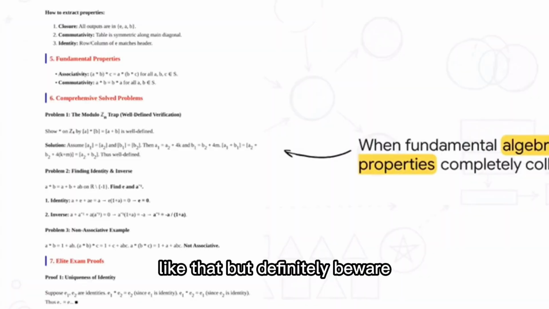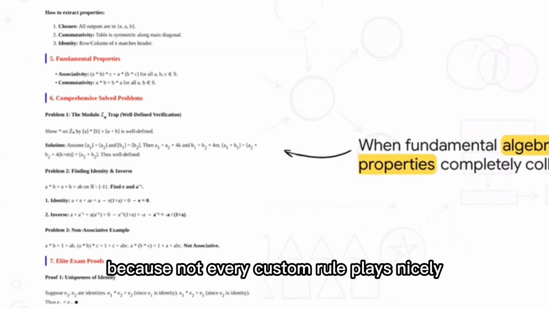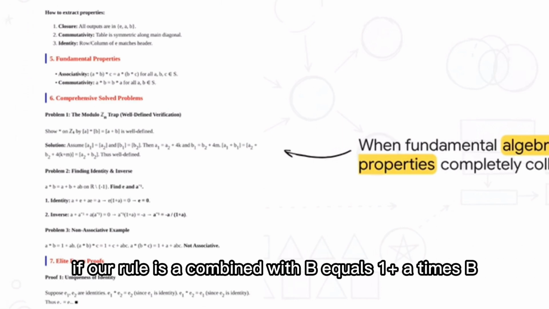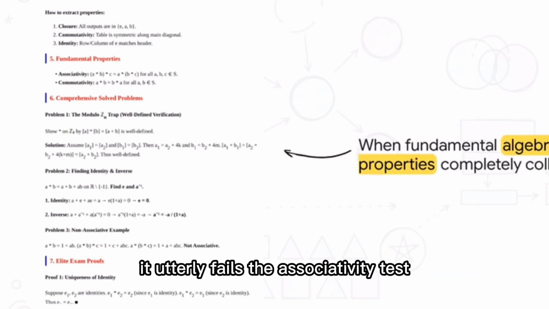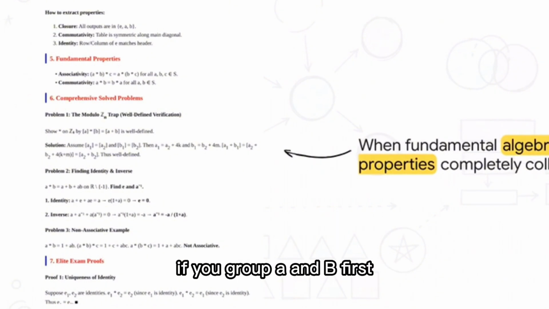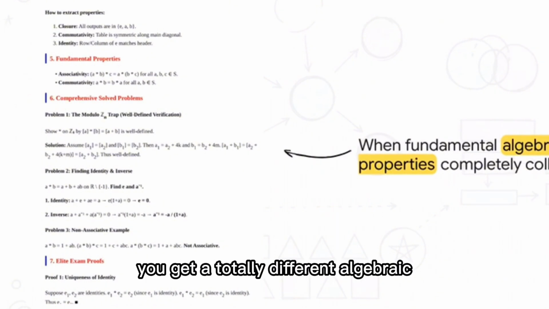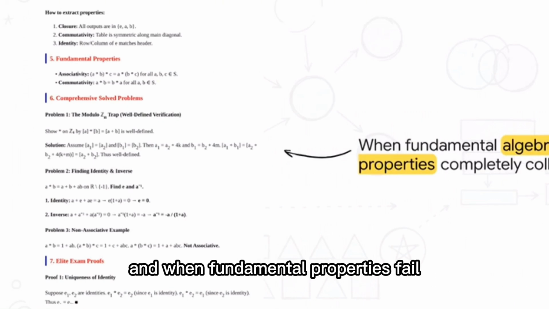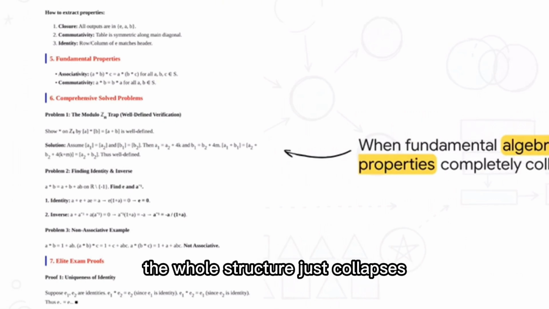But definitely beware, because not every custom rule plays nicely. Take this specific example. If our rule is A combined with B equals 1 plus A times B, it utterly fails the associativity test. If you group A and B first, then combine with C, you get a totally different algebraic result than if you grouped B and C first. And when fundamental properties fail, the whole structure just collapses.